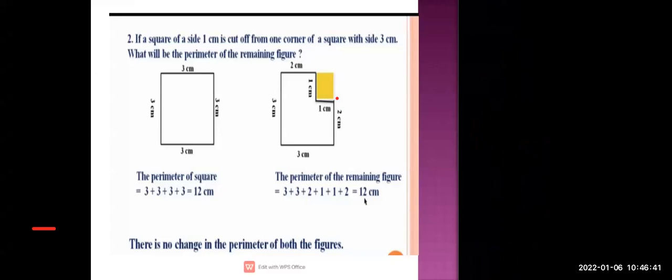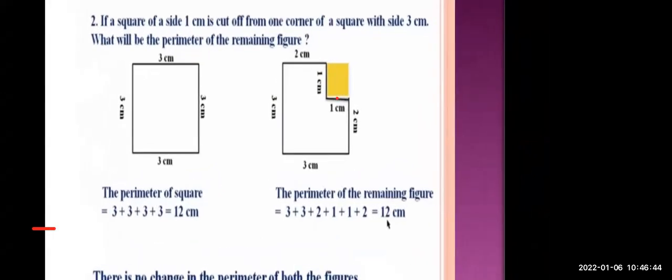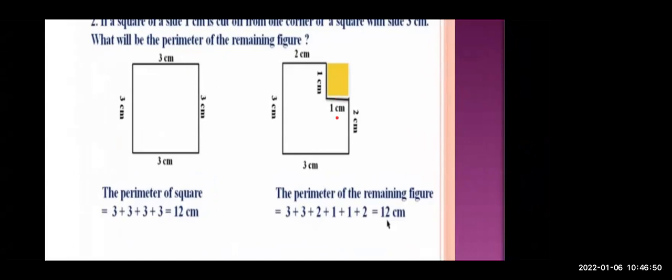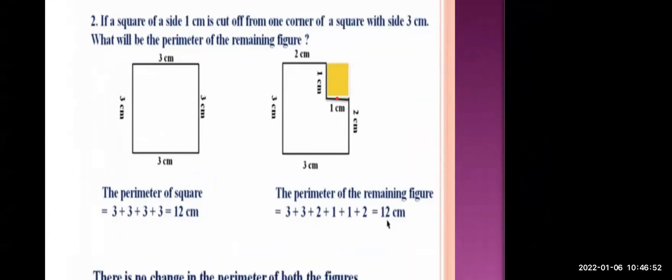Now we'll move for the second question of this same practice set. Now see here. In this question, we'll read the question first. A square of side 1 centimeter is cut out of the corner of a larger square with side 3 centimeter. What will be the perimeter of the remaining square?